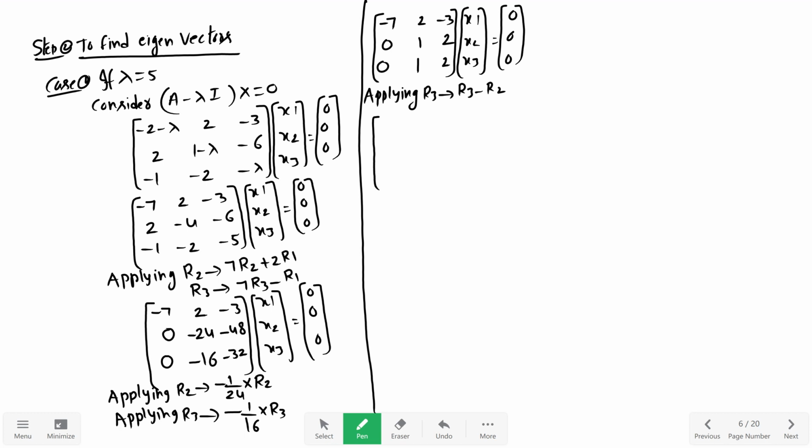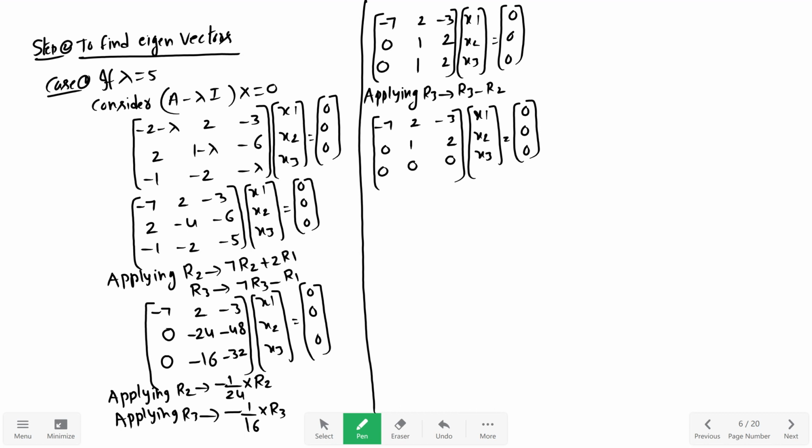This matrix has first row the same: minus 7, 2, minus 3. Second row is the same: 0, 1, 2. Third row is R3 minus R2: 0 minus 0 is 0, 1 minus 1 is 0, 2 minus 2 is 0. So the column of unknowns is X1, X2, X3, equal to 0, 0, 0.